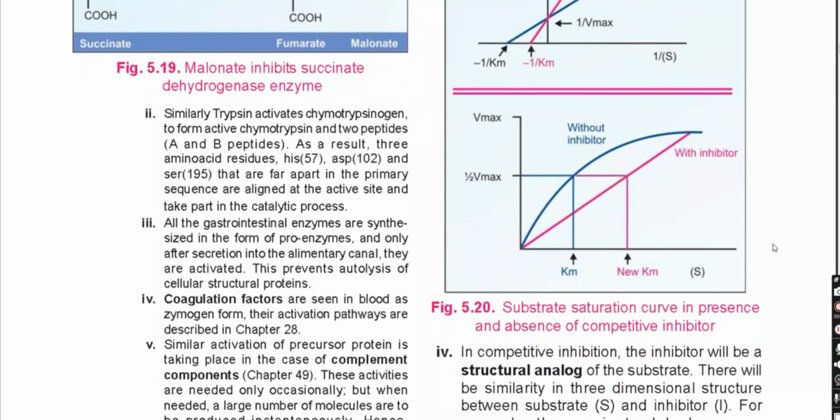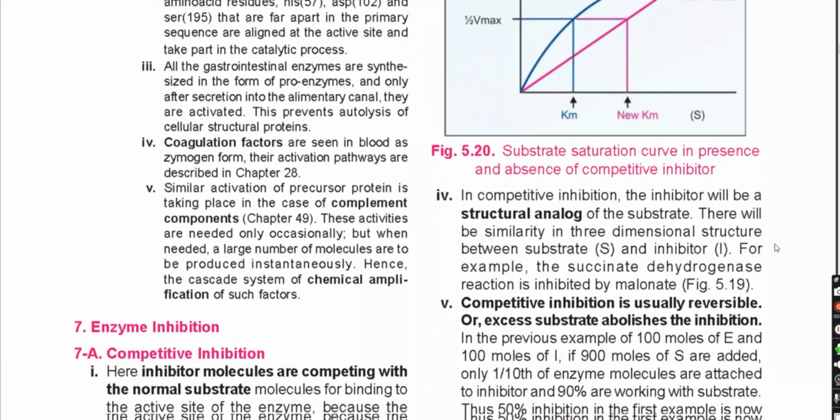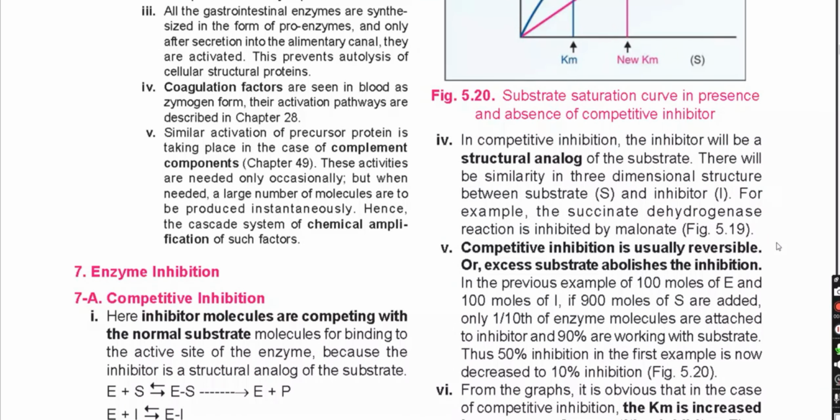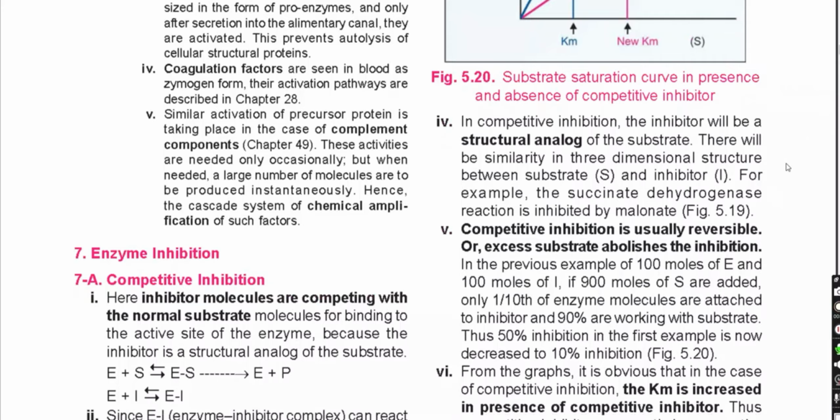As you know, there are various types of inhibition in the case of enzymes. First of all, there is an inhibition called competitive inhibition. What is the meaning of competitive inhibition? Actually, competitive inhibition is also called substrate analog inhibition.